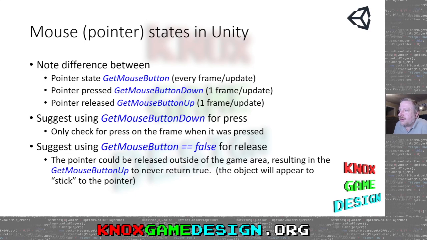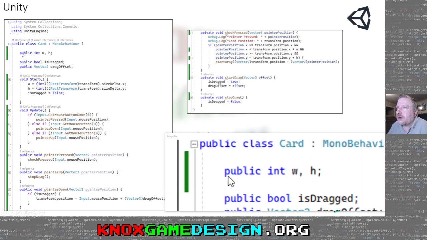So what I suggest is using GetMouseButtonDown for the press. You check the frame that was pressed, and only that frame, and then you can use GetMouseButton equals false for release. The reason for that is the mouse pointer could have been released outside the game area, and GetMouseButtonUp will never return true. In that case, sometimes it looks like the object will stick to the mouse cursor. So here's the code for Unity right here.